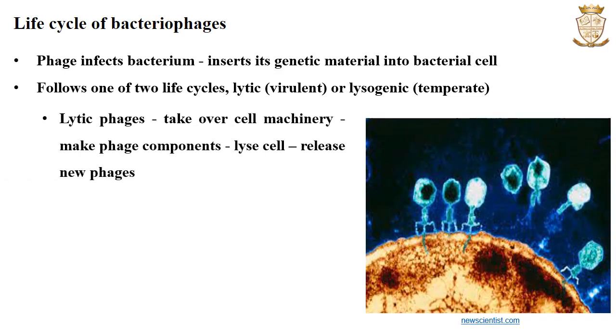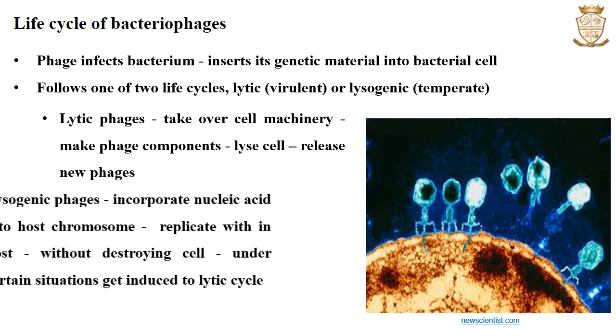The lytic or virulent phage takes over the machinery of the cell. The metabolic machinery of the cell will be controlled by the phage nucleic acid to make phage components. Then they destroy or lyse the bacterial cell, releasing new phage particles.